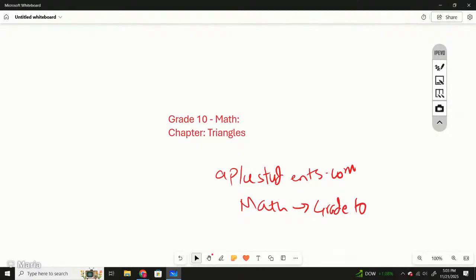You can find all the lessons on aplusstudents.com. You have to log in there using your email address and password as provided by the administrator. Then you have to select math from the subject tab, scroll down to grade 10 math, and then click on view all lessons.